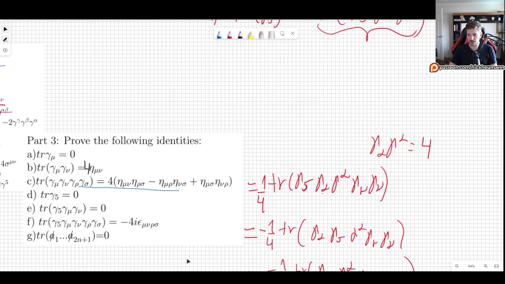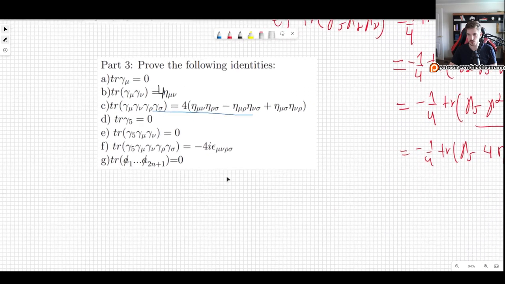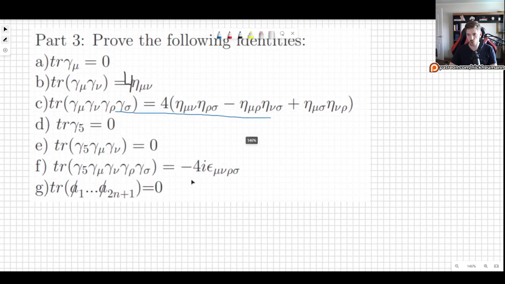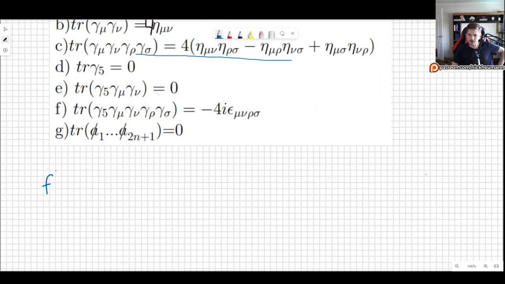Now we have trace of gamma 5, gamma mu, gamma nu, gamma rho, gamma sigma. Part F may look a little bit tricky, but it's not really all that bad. What we will do now is rely heavily, as usual, on what we have seen in the past. Notice that we have gamma 5 and mu, nu, rho, sigma in other gammas. So we have the trace of gamma 5, gamma mu, gamma nu, gamma rho, gamma sigma.